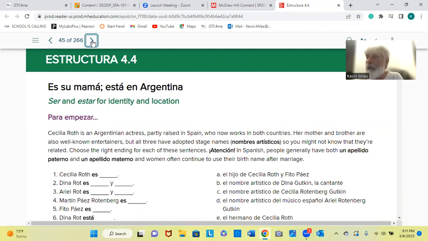And take a look also at your study guide for this. So when do we use ser and when do we use estar? For our purposes, we use ser for origin. And we have our question, which we learned way back at the beginning of the semester. Where are you from? ¿De dónde eres?